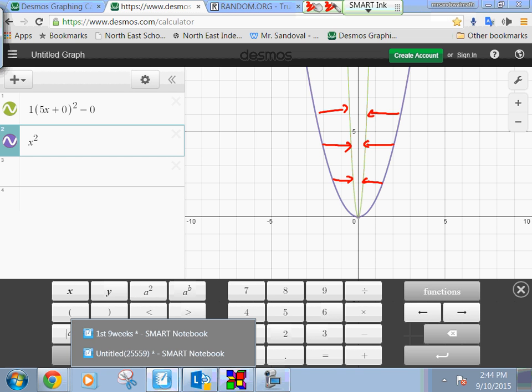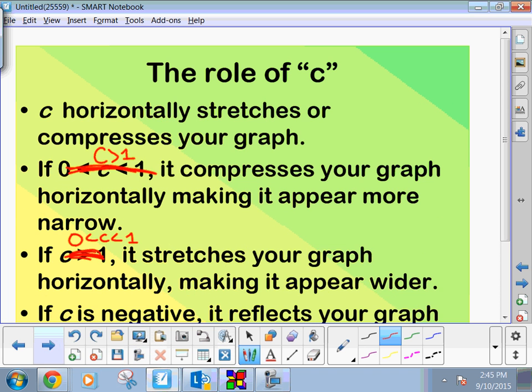The idea behind that means that when we talk about C, we're going to have these effects that I need you all to know. C horizontally stretches or compresses the graph. When the C is bigger than 1, that's where the compression of the graph comes in, horizontally making it appear more narrow. And when C is a fraction, it stretches your graph in the horizontal direction, making it appear wider.